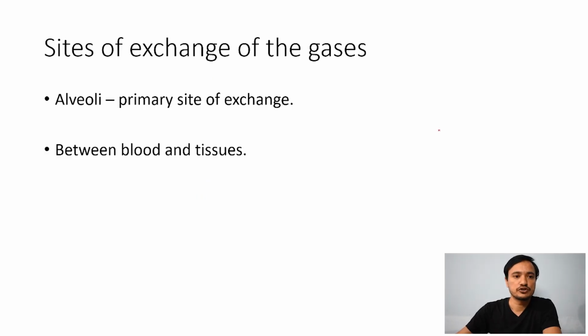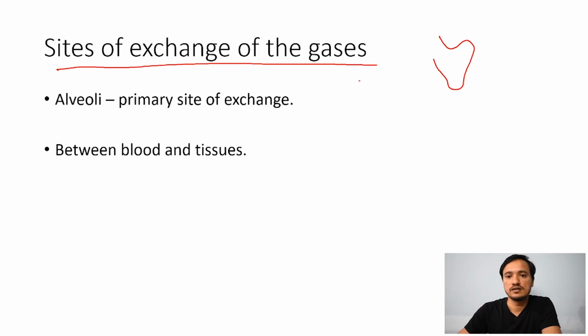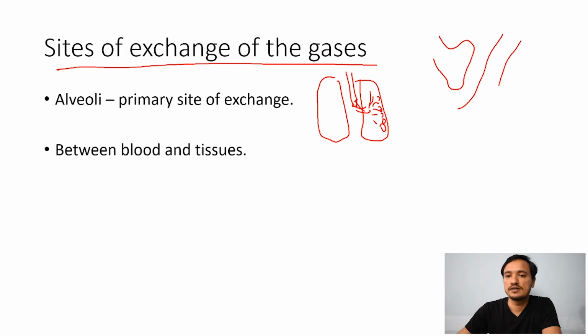This is our first topic, site of exchange of the gases. In previous topics, I have told you what the site of exchange of the gases is. This is the alveoli; these are your lungs, suppose. This is the trachea, then the bronchi, then some bronchioles, and at the end of it, there are some alveoli. This is the alveoli and this is the blood capillary. And this is the site of the exchange.